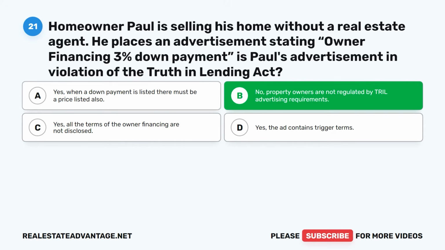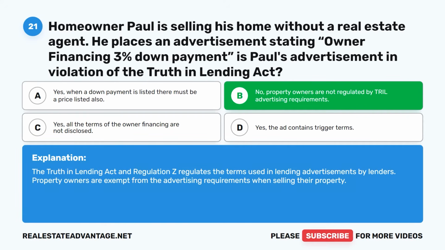The correct answer is B. No. Property owners are not regulated by TILA advertising requirements. The Truth in Lending Act and Regulation Z regulate the terms used in lending advertisements by lenders. Property owners are exempt from the advertising requirements when selling their property.